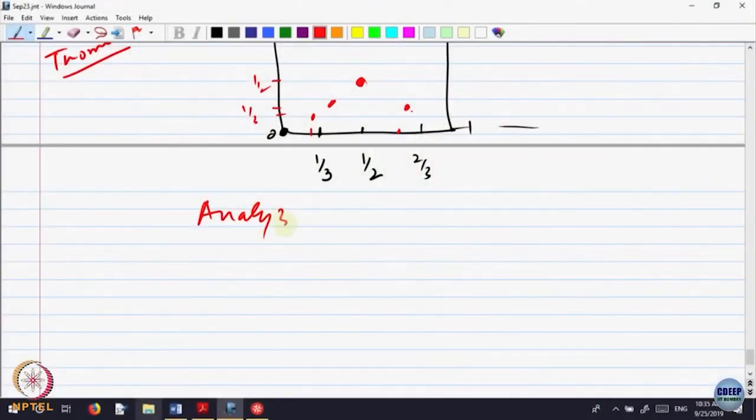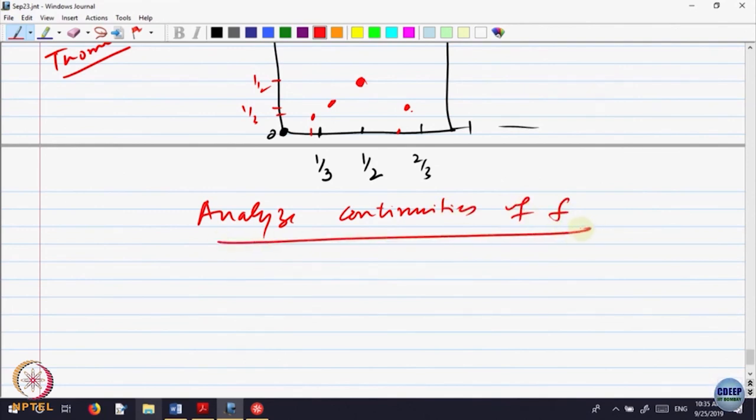So, let me analyze continuities of f. I have given you some idea, right? Now, supposing let us take x to be a rational point, the value will be 1 by q, right. Now, value at all irrational points is 0, right.